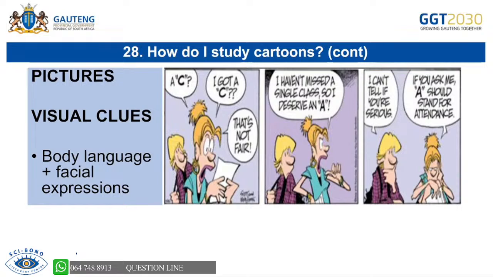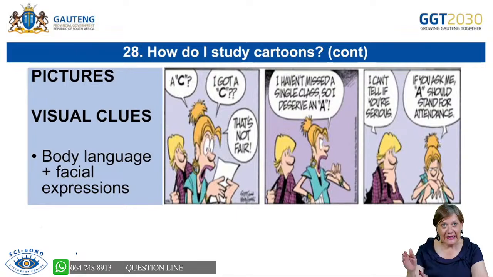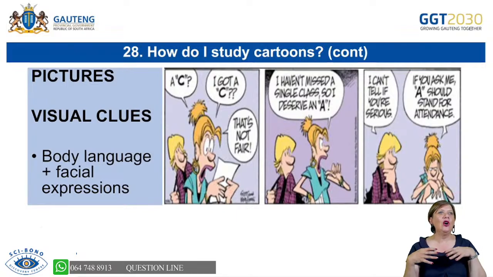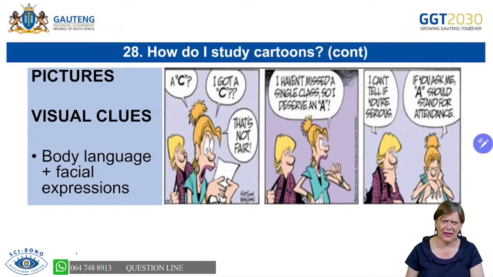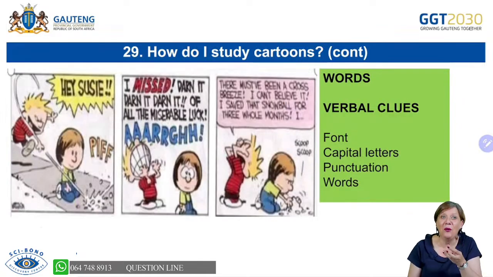But look at the punctuation here as well. In the first frame, she says, "A C? I got a C?" And there are literally 2 question marks there. "That's not fair!" Exclamation mark. Remember, a cartoonist can't use sound effects in his cartoon. It would be lovely to hear sound effects in a cartoon. So what he has to do is play with punctuation. So let's look at our next one, the verbal clues.